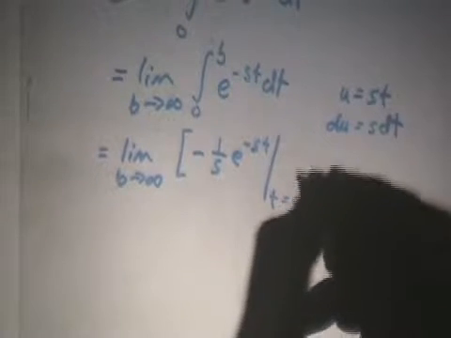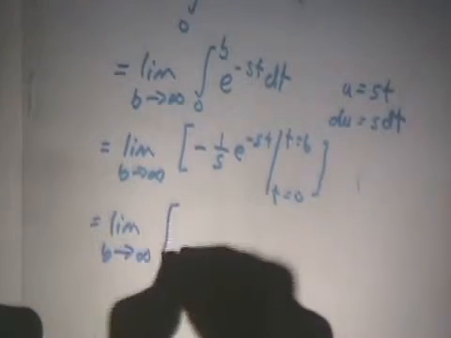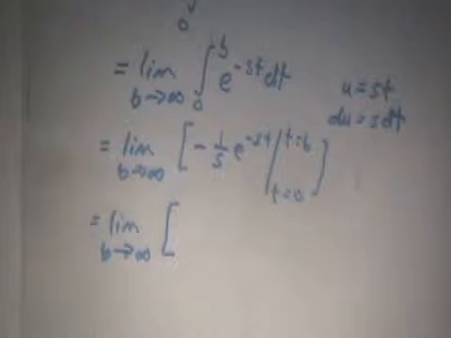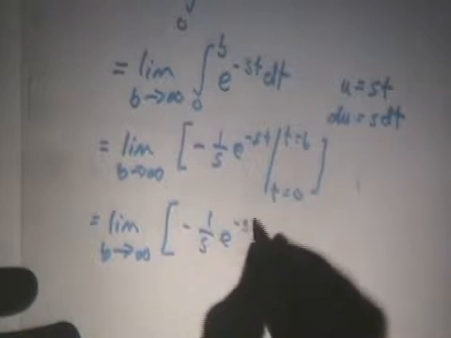t gets evaluated from 0 to b. All right, keep going. Plug in b in place of t. You get negative 1 over s e to the negative sb.